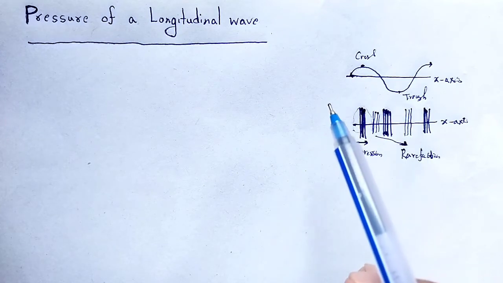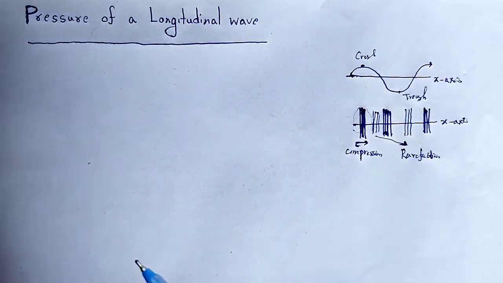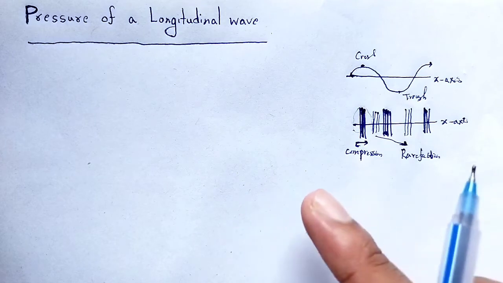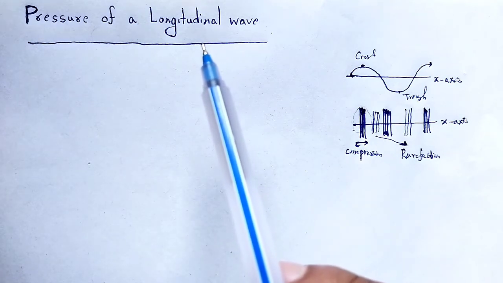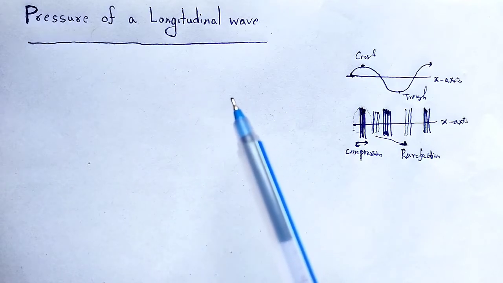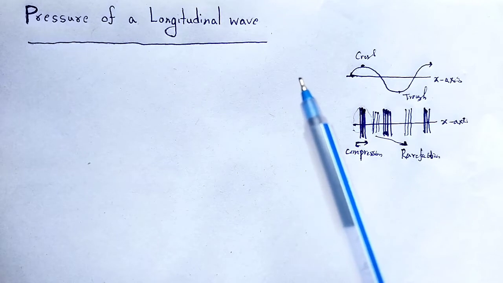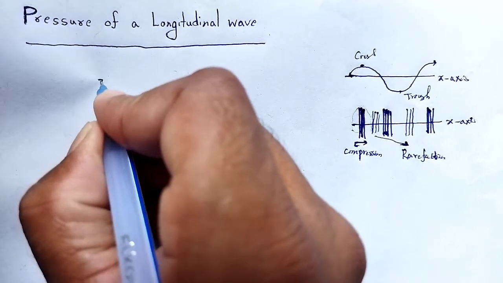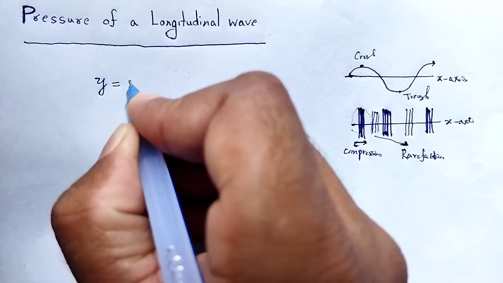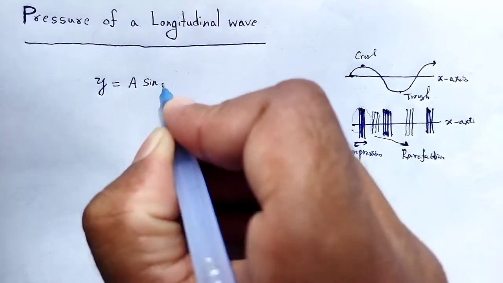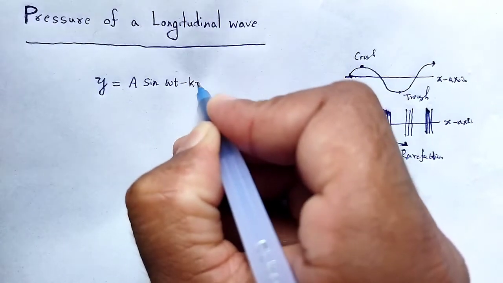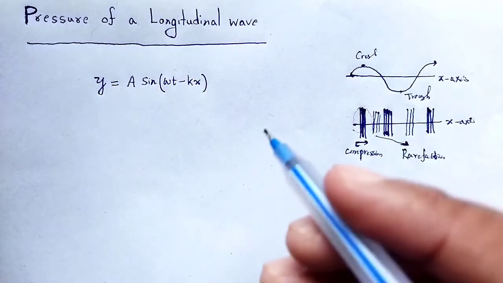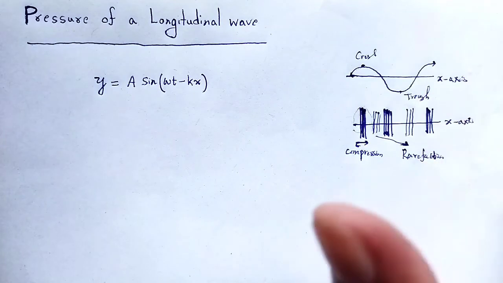As it is under the category of plane progressive waves, we take the equation of a plane progressive wave, and from that equation we derive how it is similar to the pressure equation. y equals A sin(omega t minus kx), the equation of a plane progressive wave. Let me consider that the longitudinal wave is a plane progressive wave.